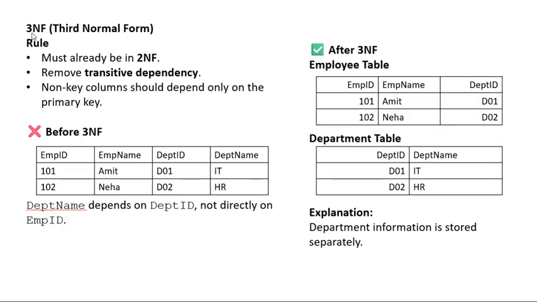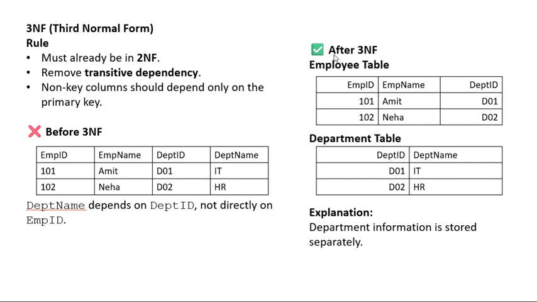And the third type is 3NF, third normal form, and the rules: it must already be in 2NF, and remove transitive dependencies, and the non-key column should depend only on the primary key. And before 3NF we have employee ID, name, department ID and department name. The primary key is employee ID, and the department name depends on the department ID, and not directly on the employee ID.